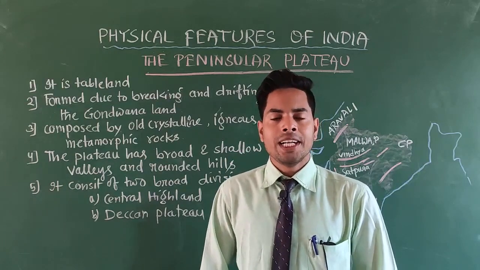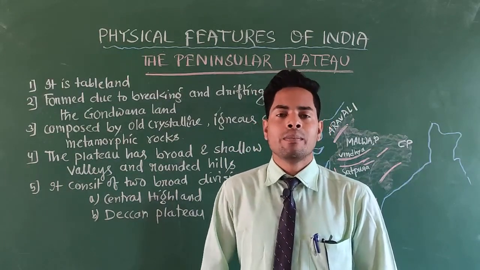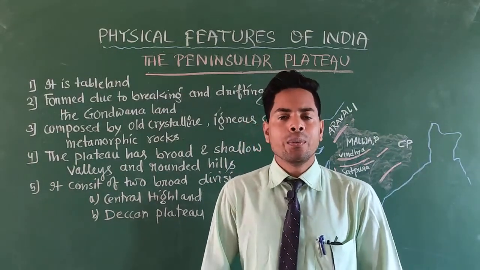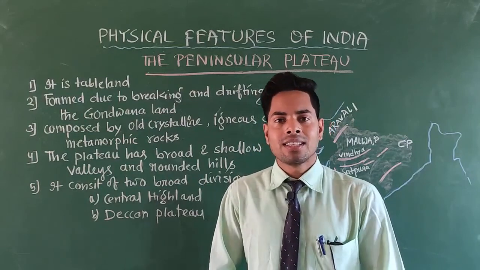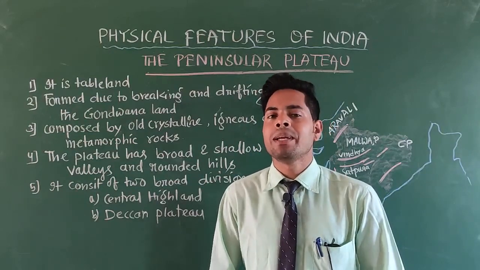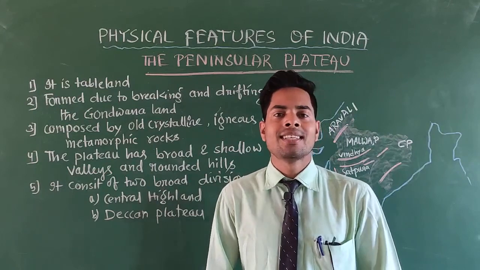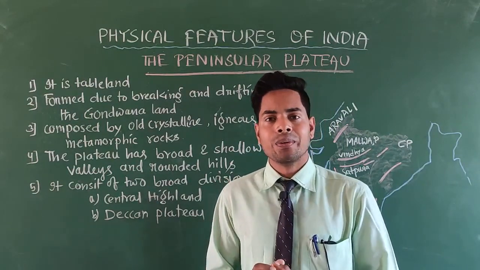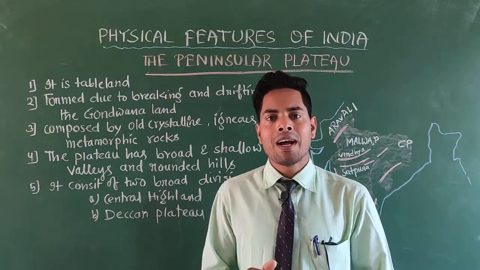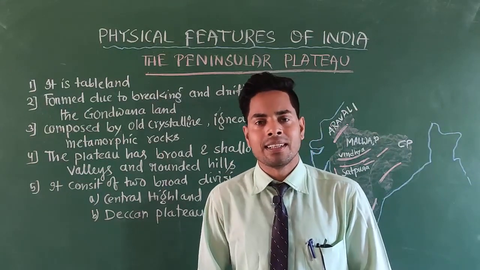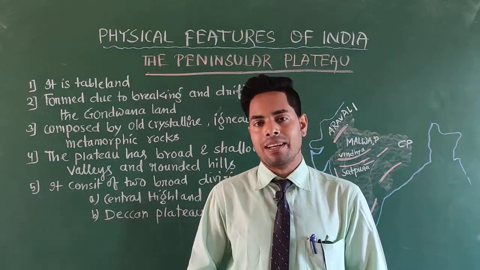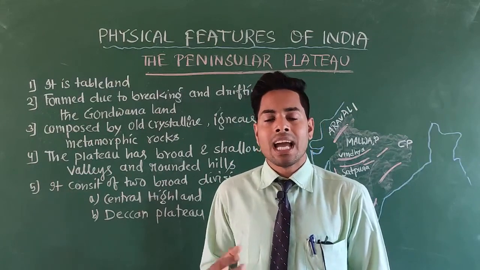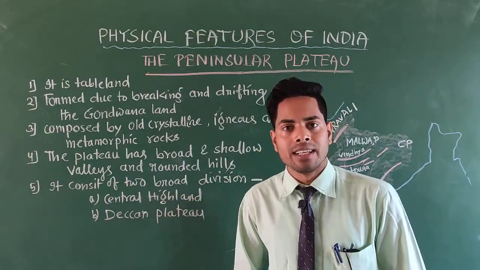Hello everyone, let us continue the chapter Physical Features of India. So dear students, today we are going to discuss the third important major physiographic feature of India, the Peninsular Plateau. A plateau is a flat land, a tableland, also known as a high plain. It rises significantly above its surroundings.